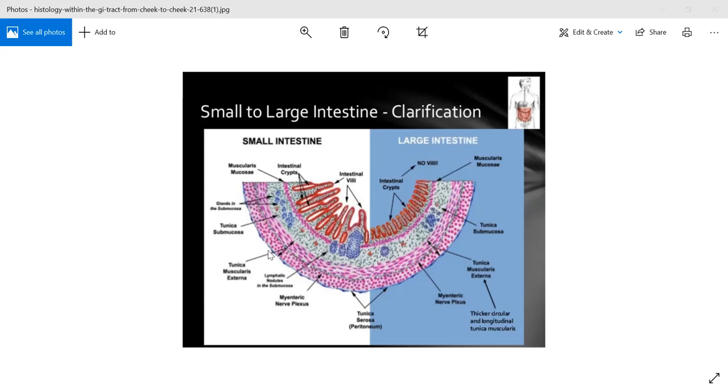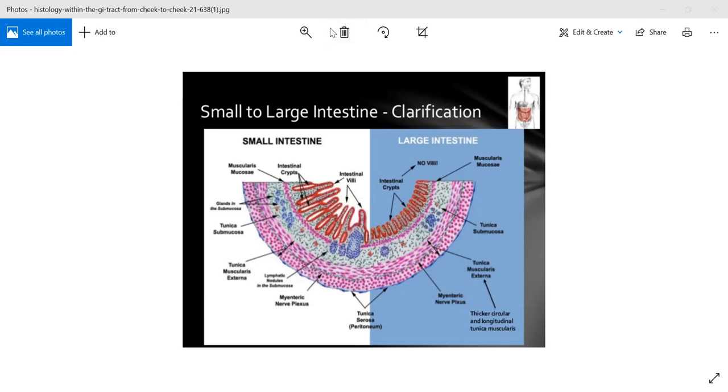The difference which we have between a small and large intestine is the presence of these finger-like structures, which you can see protrude to your lumen. These finger-like structures are called villi, and we can see them in the small intestine. In the small intestine, we have these villi. They can increase the surface area for absorption, but we don't have any villi in the large intestine.